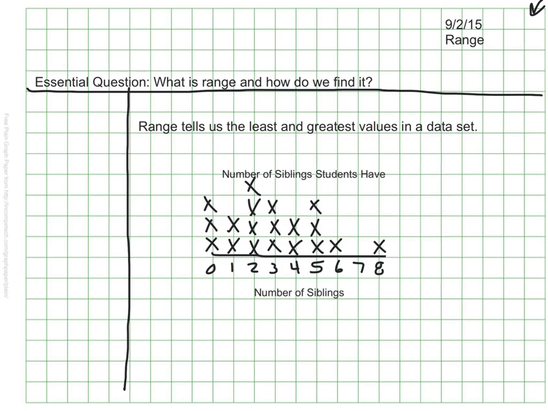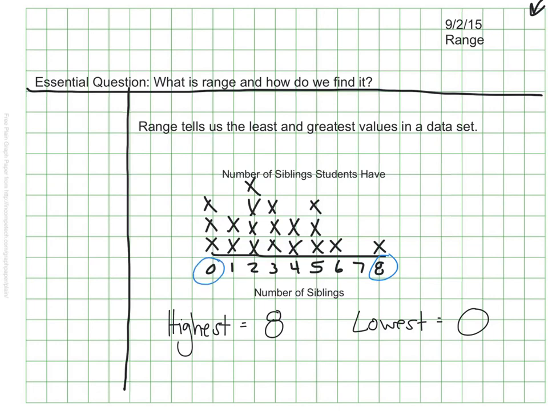So here we have another line plot that shows the number of siblings students might have. We can see from the line plot that the smallest number anyone answered was that they had 0 siblings. The largest number of siblings in this data set was 8. I'm going to record both of those pieces of information. I'm also just going to mark that here on my graph so I don't forget. The highest was 8 and the lowest was 0.